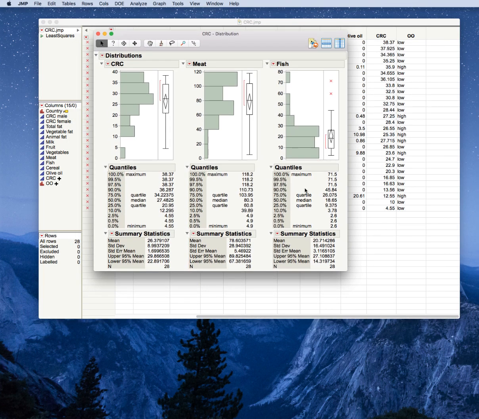So we can see here that we have 28 countries represented in this sample data set, with colorectal cancer rates going from 4.6 to 38.4. Meat consumption rates, also a wide range, and then fish is on the lower end. So you can see more consumption of meat per capita than fish per capita.